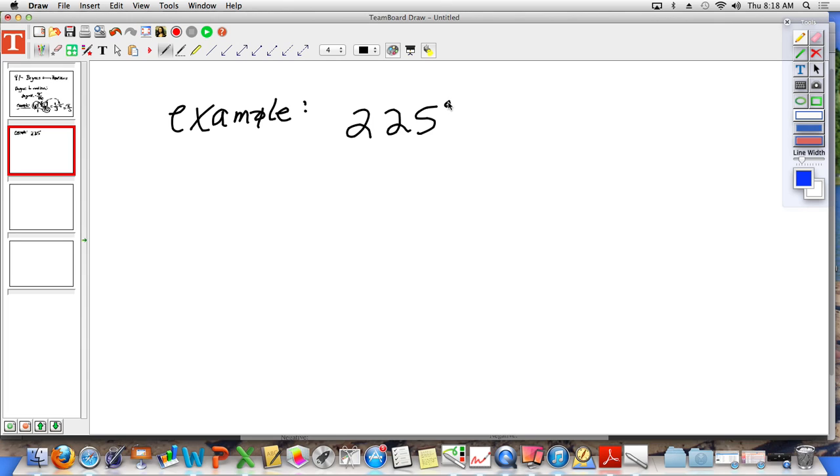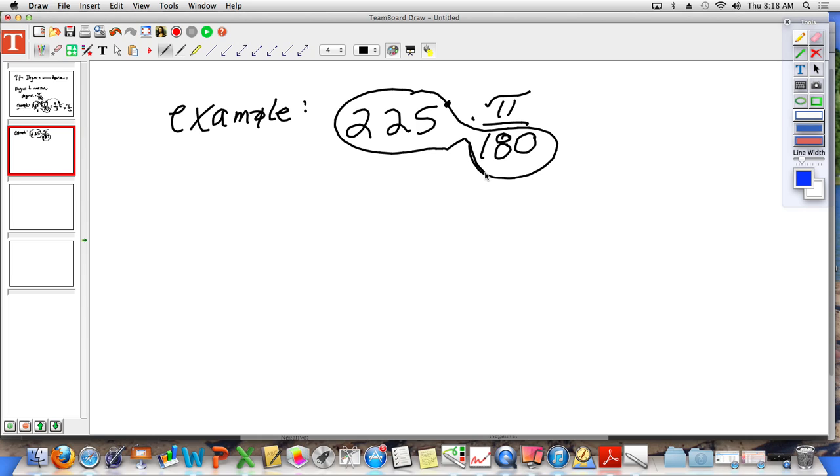Pi over 180. So we're going to take the 225 degrees and multiply it by pi over 180 degrees. Remember, you ignore the pi just for a moment. You just take the 225 degrees, you divide it by 180, and use your calculator to reduce the fraction for you. What is 225 divided by 180? 5 over 4. Right. So you end up with 5/4 when you reduce your fraction, but it's 5/4 pi.